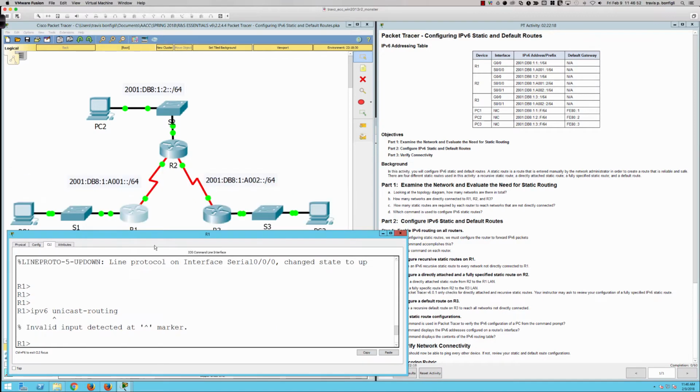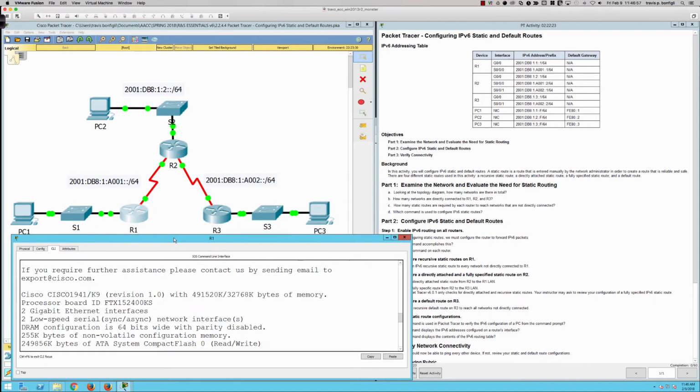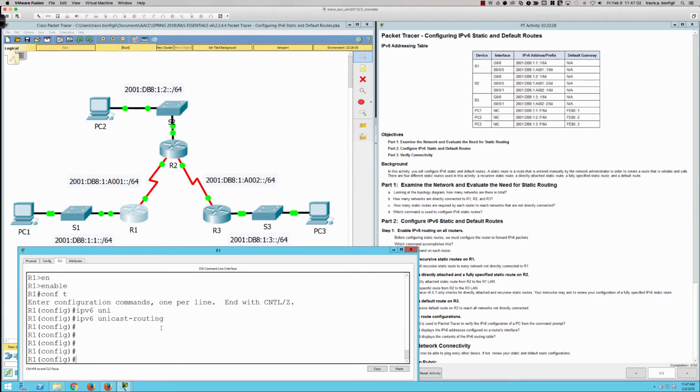All right, configure an IPv6 recursive static route to every network not directly connected to router 1. We are well schooled on what that means, the recursive static route. So router 1 is directly connected to 2 networks, the 2001:DB8:1:A001 and then 2001:DB8:1:1. So we need 1, 2, 3 recursive entries, just like we did with the IPv4 setup. So I'm going to say ipv6 route, and we'll take care of the router 2 network.